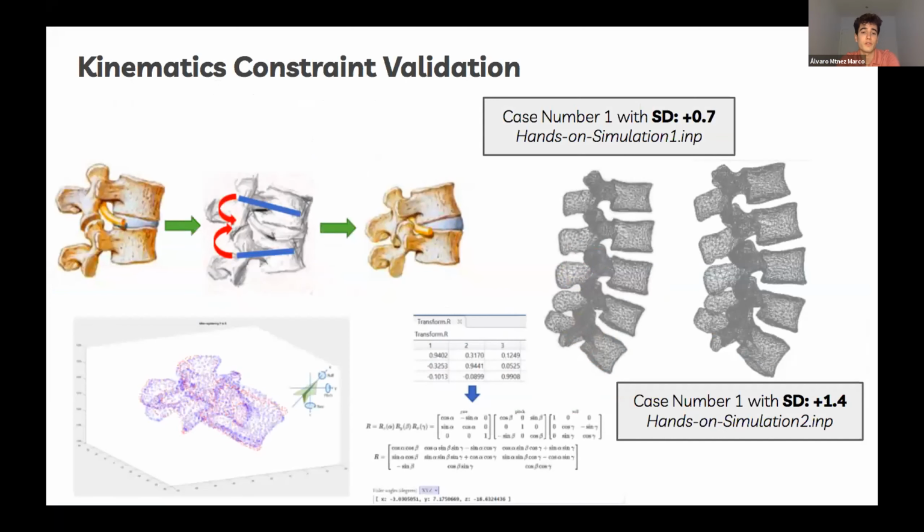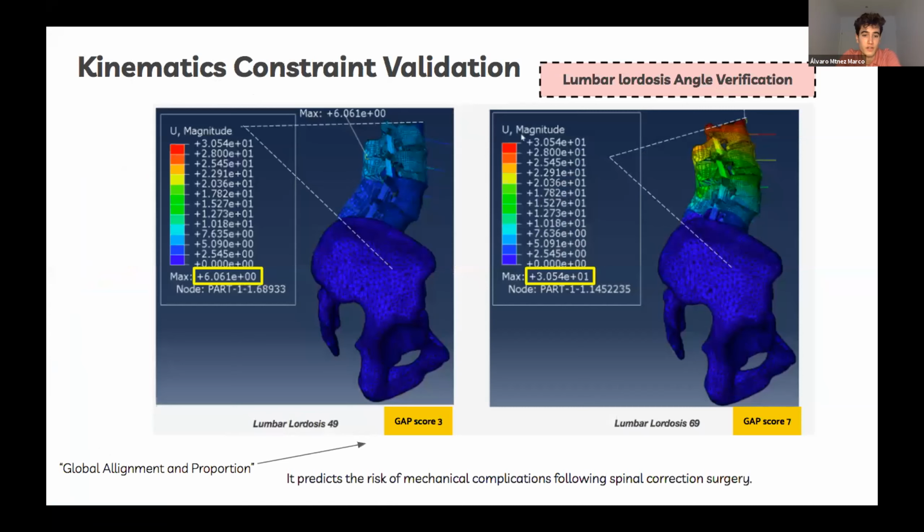And now we will focus on the validation itself and the FEM results. First of all, we can see here the two different configurations that my teammate Anna previously commented on, one with a standard deviation of 0.7 and another one with 1.4 in absolute value. Each of them leads to a different curvature architecture. And for the results, first of all, we need to consider the lumbar lordosis angle and also verify it.